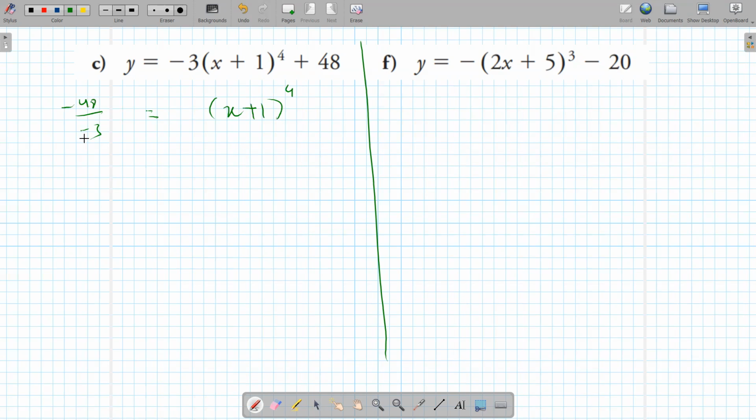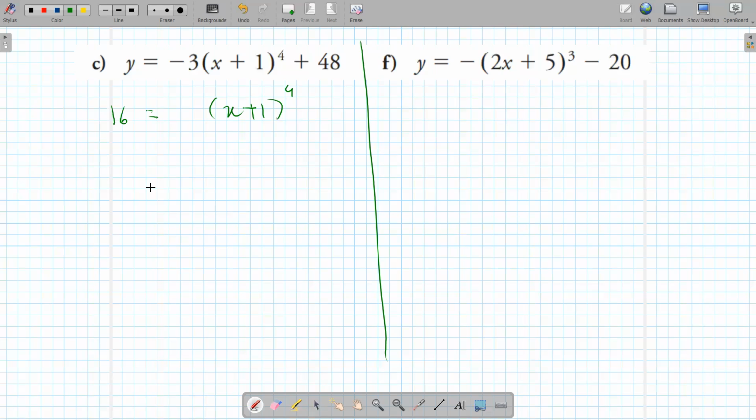Is it positive 16? It is. Now what do we do? We have x plus 1 to the power of 4 equals positive 16. You find the fourth root, which is 2. One of them is 2. Fourth root means it's an even root, so there's going to be 2 solutions.